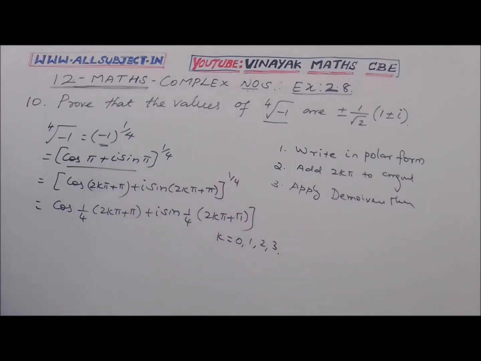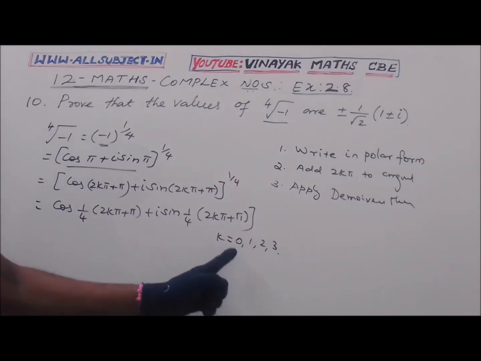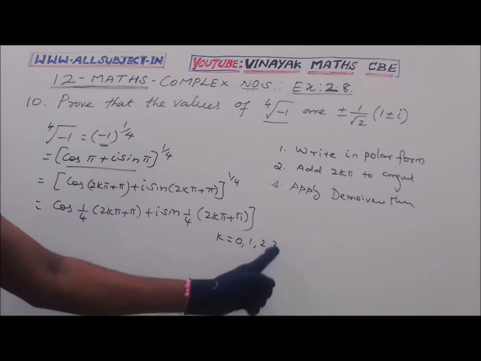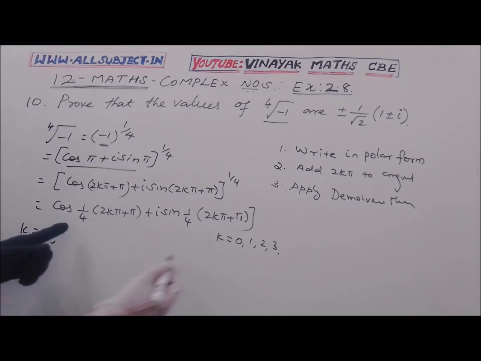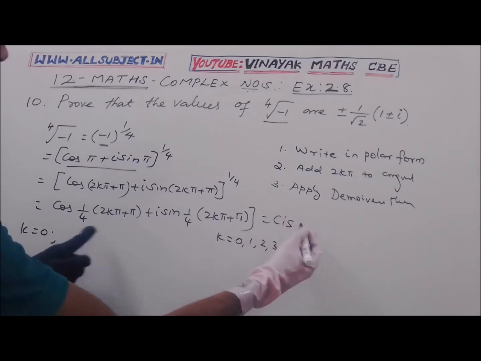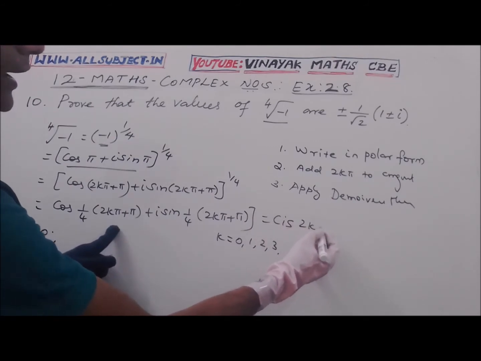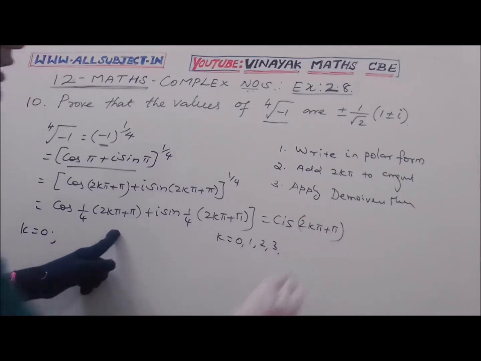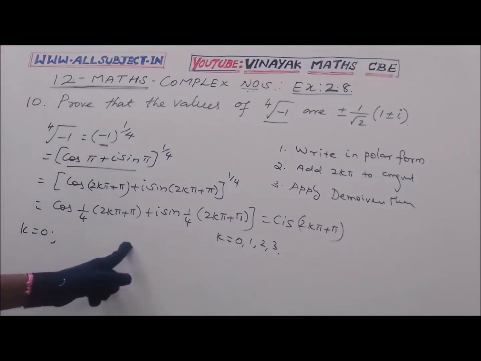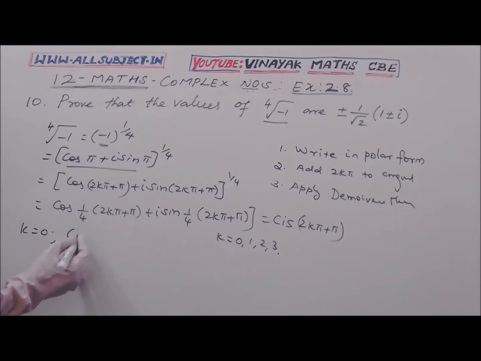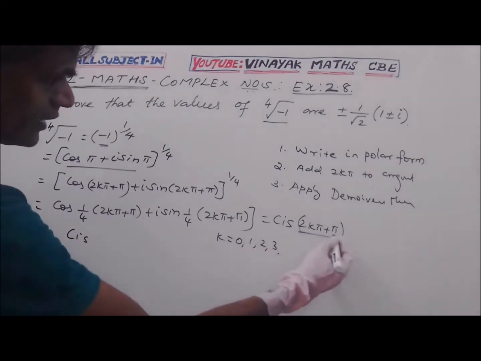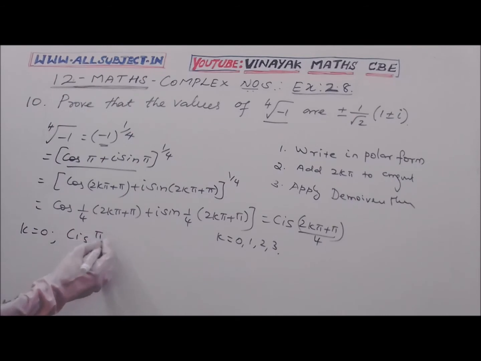The denominator has 4, so we have 4 values, starting from 0: 0, 1, 2, 3. Now substituting k equal to 0, you can simplify it as cis of 2k pi plus pi. Substituting k equal to 0, we have cis pi by 4, and here we have 4. The first one is cis pi by 4.